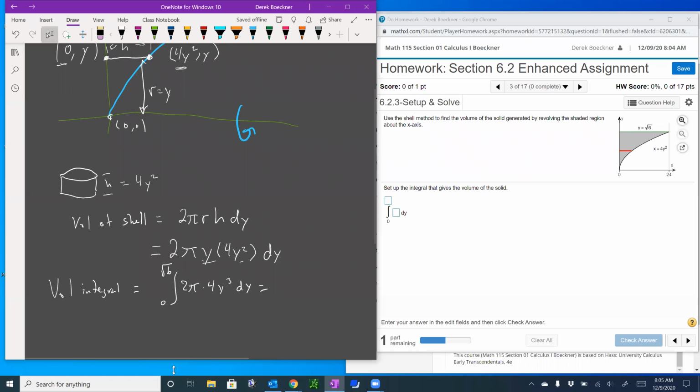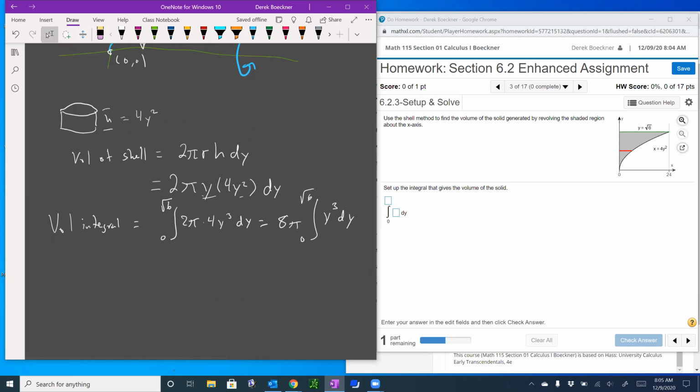Simplifies a little bit more. I'm going to factor out the 8 pi, integral from 0 to square root of 6 of y cubed dy. So it'll be 8 pi times y to the 4th over 4, evaluated at 0 and square root of 6. That becomes 2 pi times the square root of 6 to the 4th. At 0, it's 0, so this is 72 pi.